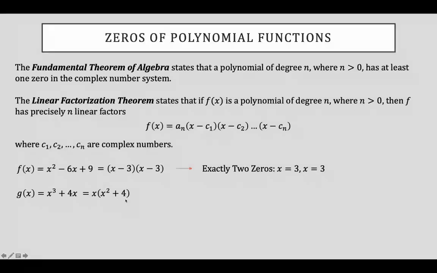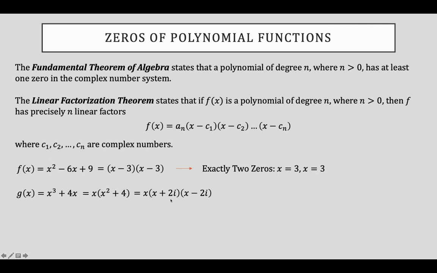Now, x squared plus 4. Can we rewrite that as a product of linear factors? The linear factorization theorem says that a polynomial of degree n will have precisely n linear factors, which means I should have 3 linear factors. Well, this x squared plus 4 does not factor normally like a regular quadratic. However, it does factor into (x plus 2i) times (x minus 2i). Notice that I can rewrite this as the product of linear factors with imaginary roots.